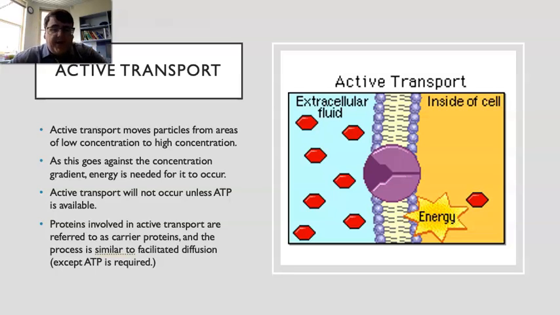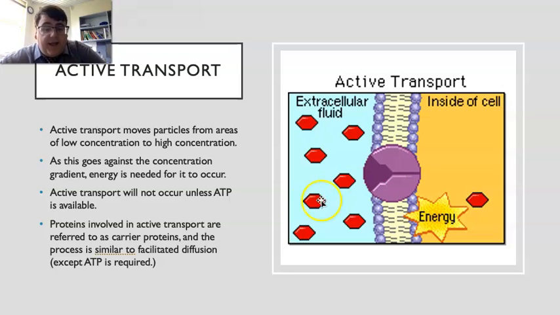Active transport, on the other hand, is moving particles from areas of low concentration to high concentration. So this is against the concentration gradient. Particles want to move away from other particles and have an equal amount of space. Active transport is the opposite. You're forcing this one over here to come out into the extracellular fluid. Now normally what we'd expect to happen in diffusion is we'd expect 3 of these to come over to this side. But active transport means we're moving this last molecule out there, even though it doesn't want to.